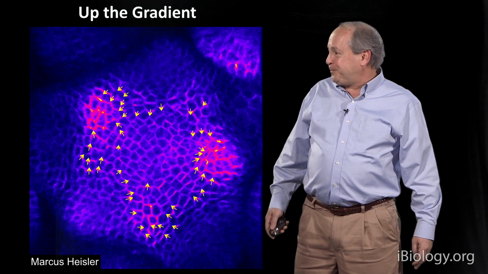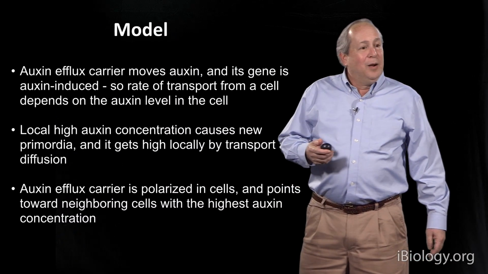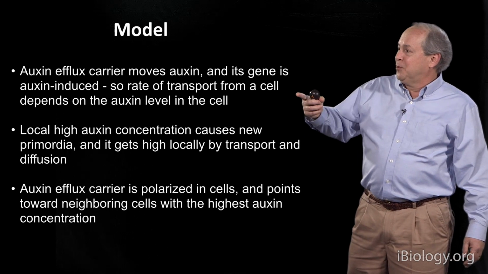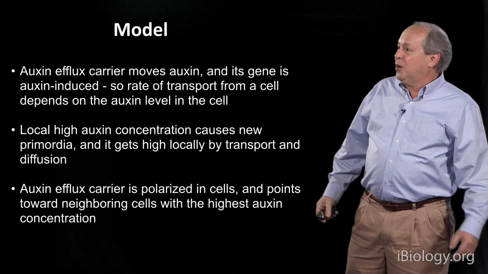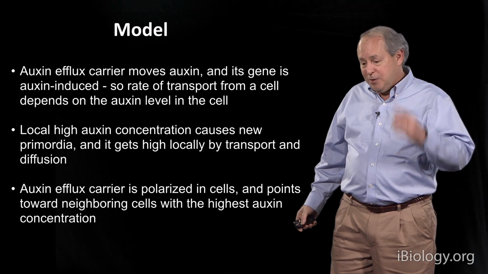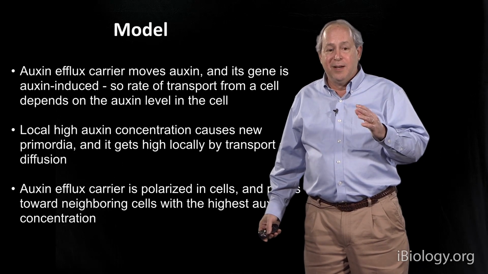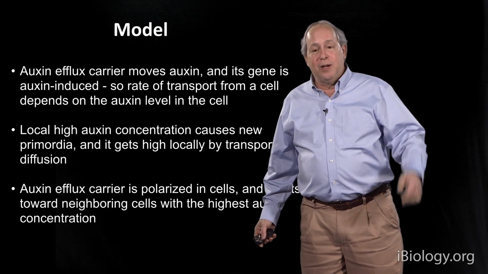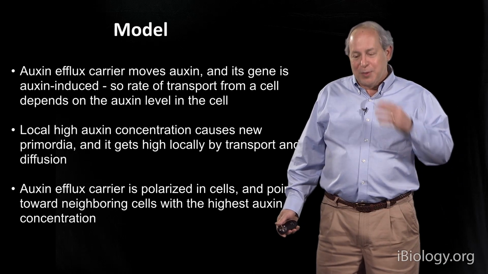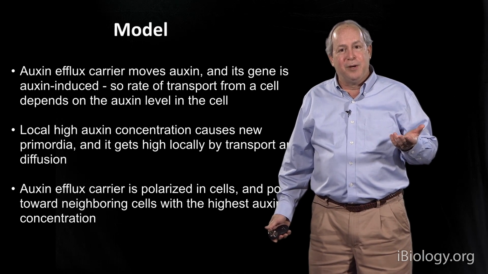Now, we therefore know three things. One, which is shown first here, is that the auxin efflux carrier moves auxin, and its gene is auxin-induced, as I showed in that brightness changes in the shoot apical meristem movie. This already creates a problem for us to think about what's going on in the shoot apical meristem.